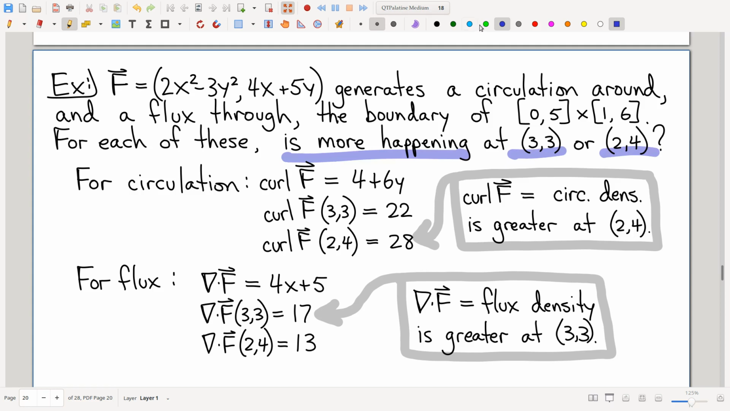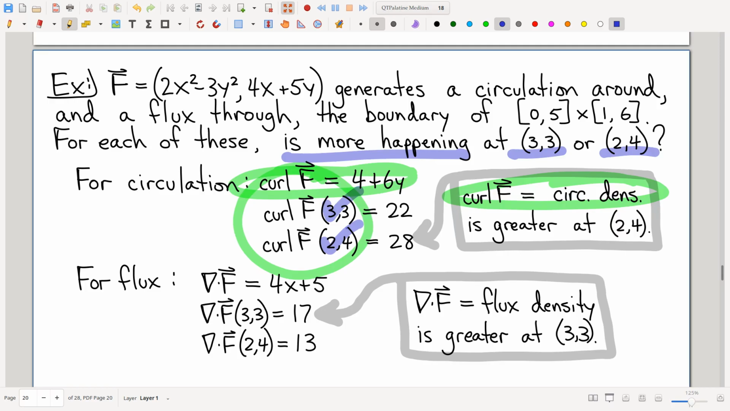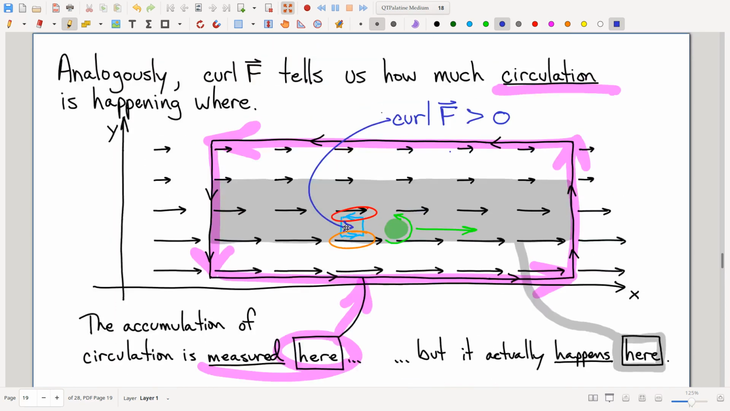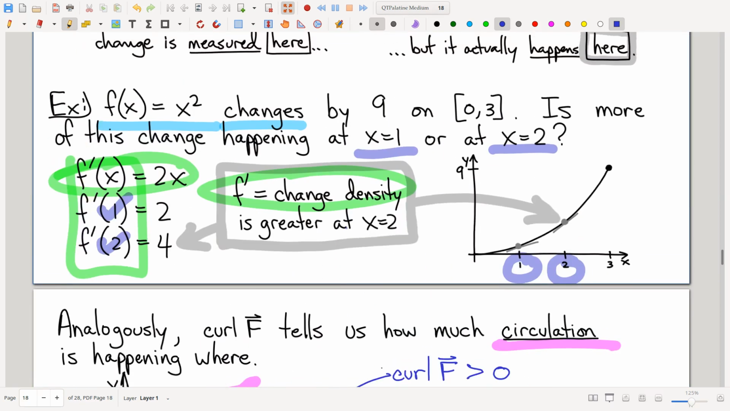Well, if you want to know where there's more circulation happening, you look at circulation density, aka curl, right? And you plug in your 2 points, and you see where that density is greater. Wherever the density is greater, that's where there is more of that accumulated quantity. So there's more circulation happening at 2, 4 than there is at 3, 3. Does that make sense to everybody? And again, it's just like this example, just a different accumulating quantity, a different formula for the associated density.